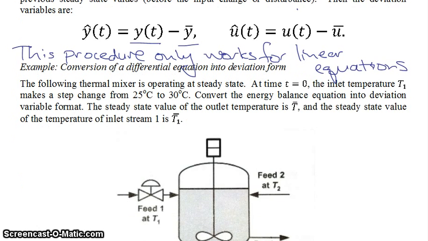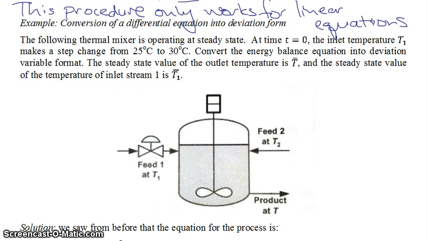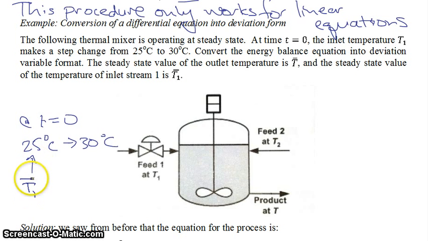Okay, so if we go to our example, take a look at this thermal mixer, and let's say that it's operating at steady state. So at time t equals 0, the inlet temperature, T1, makes a step change from 25 degrees C to 30 degrees C at t equals 0. What we want to do is convert the energy balance equation into deviation variable format. The steady state value of the outlet temperature is T bar, and the steady state value of the temperature of the inlet stream is T1 bar. So this over here we're going to call T1 bar, and this initially T bar, but then after time t equals 0, that temperature will change.